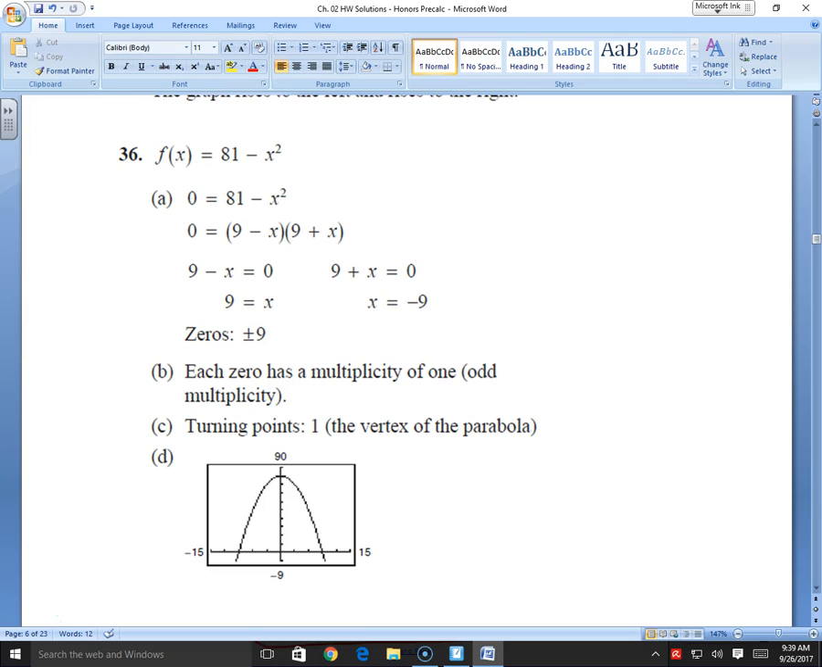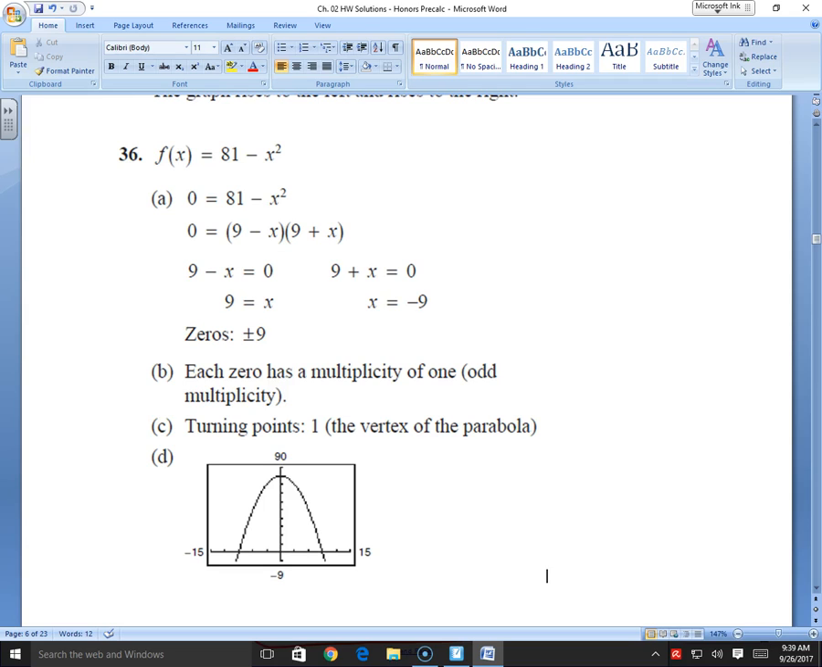You could have done negative b over 2a. And what is b? Exactly. 0. Because it's not there. There's no x term, right? So we could say negative b over 2a is 0, so x equals 0. Okay, plug in x equals 0, get out 81. So the intercept is going to be at 0, 81.